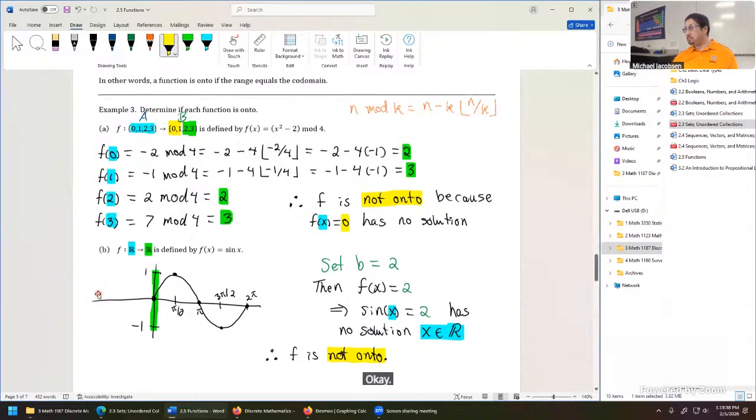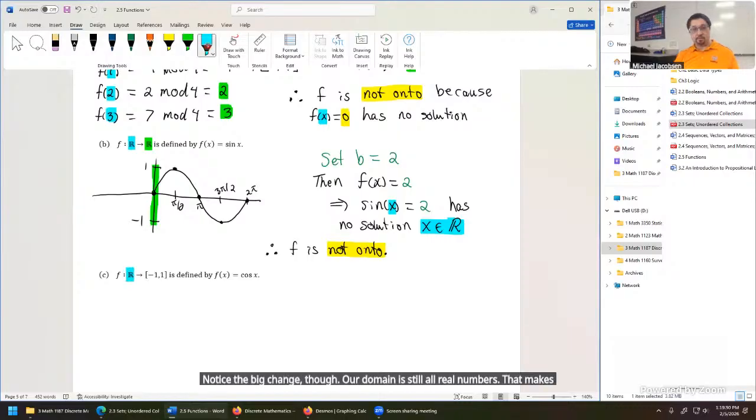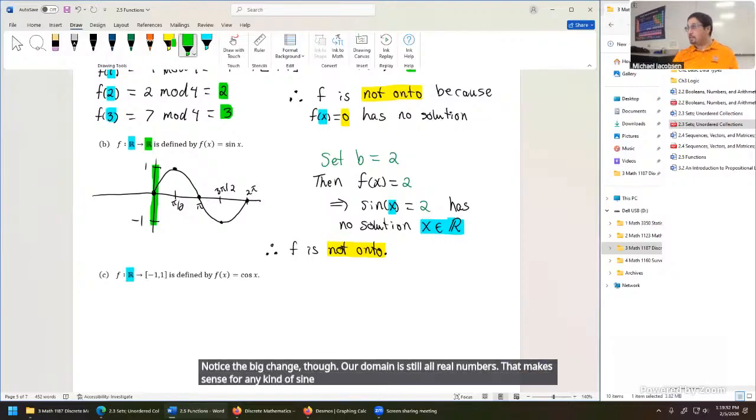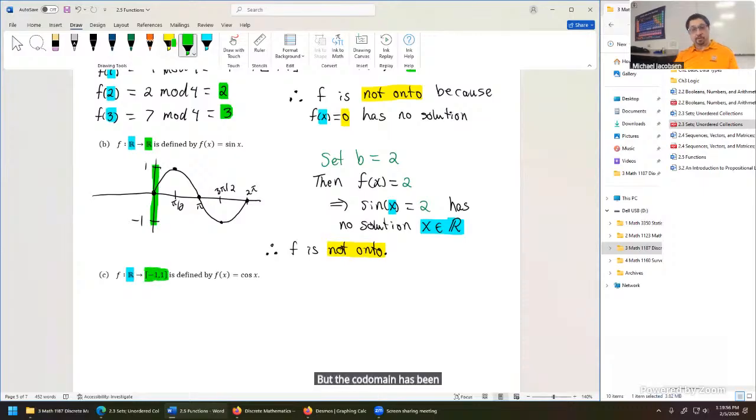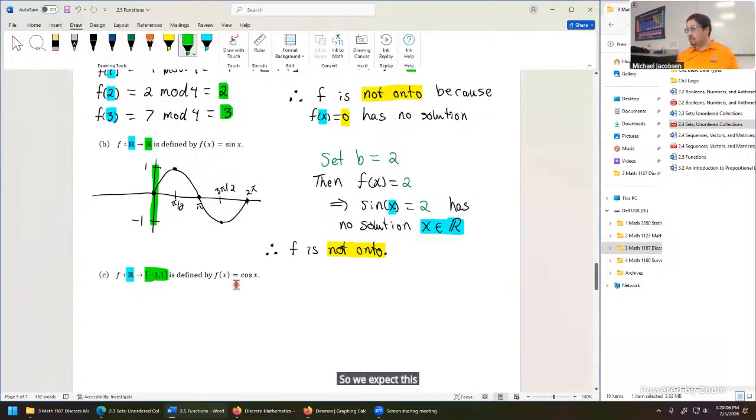Okay, let's turn, still thinking in terms of trigonometry, to the one with the cosine wave. Notice the big change though. Our domain is still all real numbers. That makes sense for any kind of sine or cosine function. But the codomain has been severely restricted between -1 and +1. And that's kind of sensible because that's the actual range of both the sine and the cosine function. So we expect this one to be fully onto.